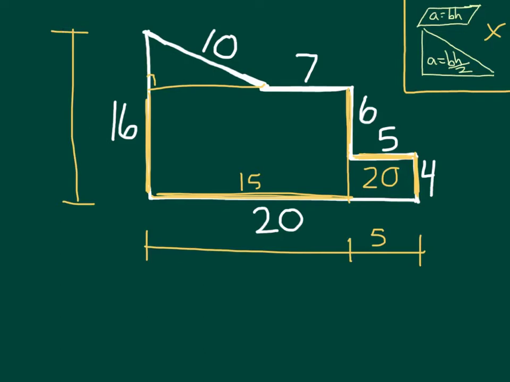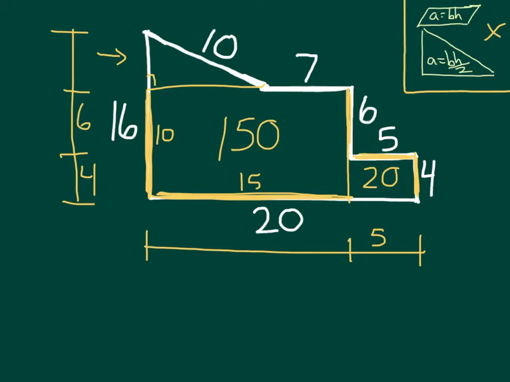So if the entire distance is 16, but this distance is 4, and this distance is 6, well then I really don't need that one yet. I'm going to need it in a moment for my triangle, but right now I have this entire distance being 6 plus 4, which is 10. So I have a rectangle that has a base of 15 and a height of 10. Once again, the formula is base times height, so we multiply. We now have taken care of 2 of our 3 pieces. All we have left is a triangle.